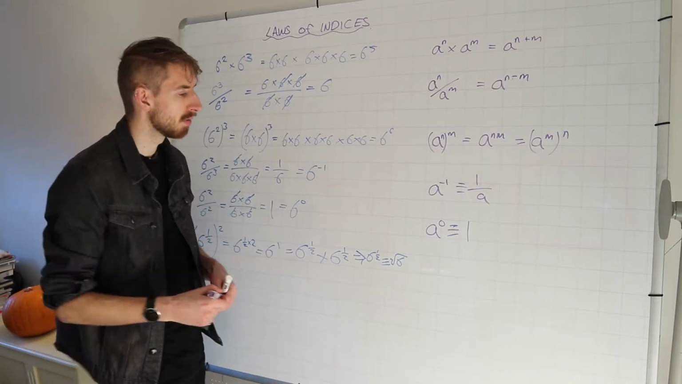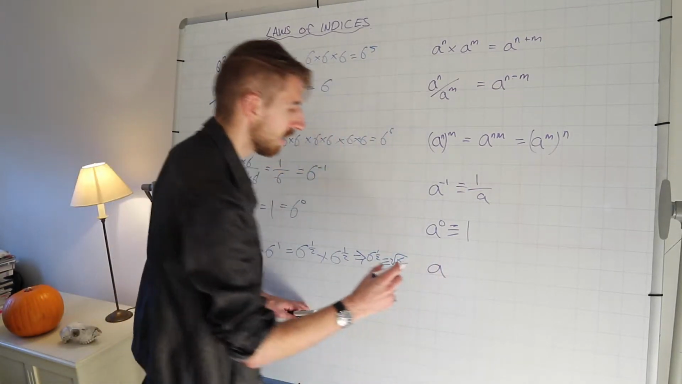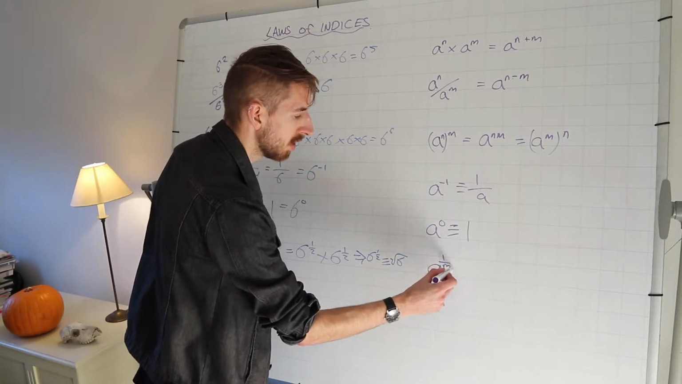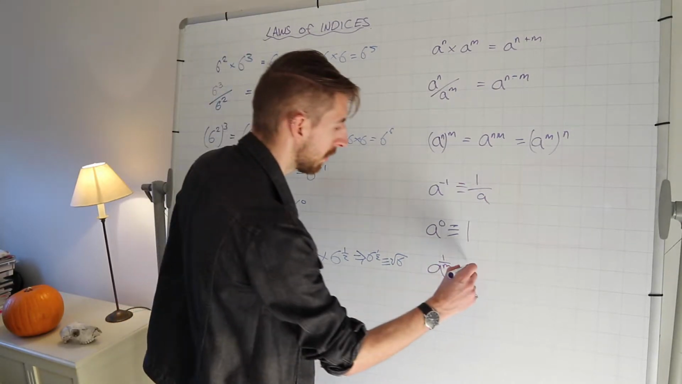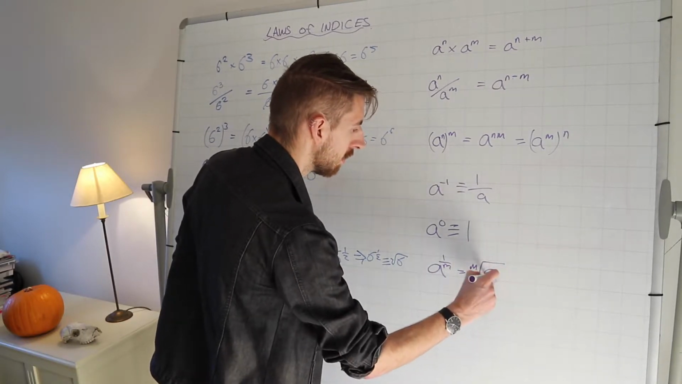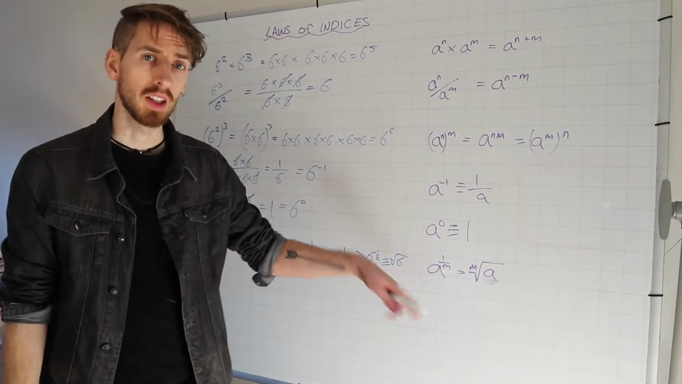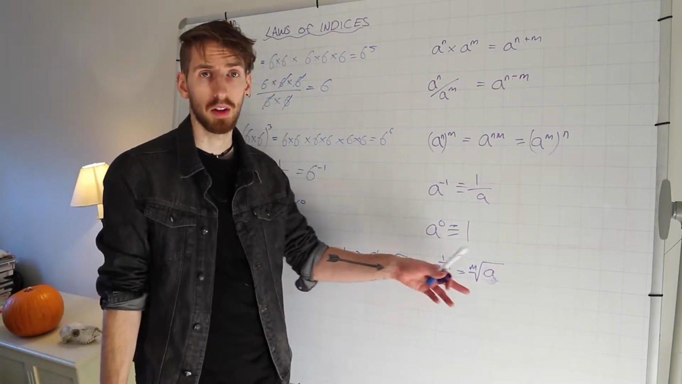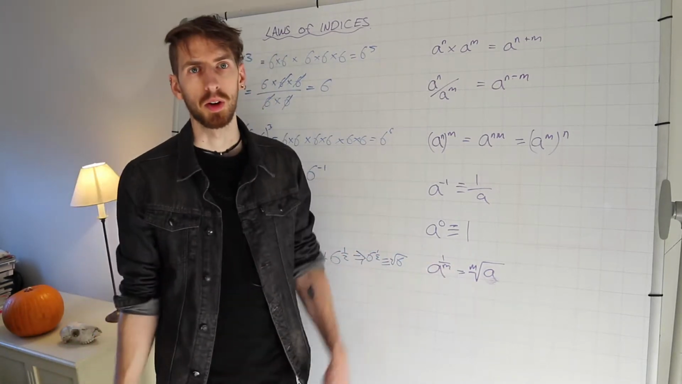So we get this nice new little rule, which is a to the power of 1 over m is equal to the mth root of a. So whatever that m is, it's the mth root. So if it was 1 over 3, third root, 1 over 4, fourth root.